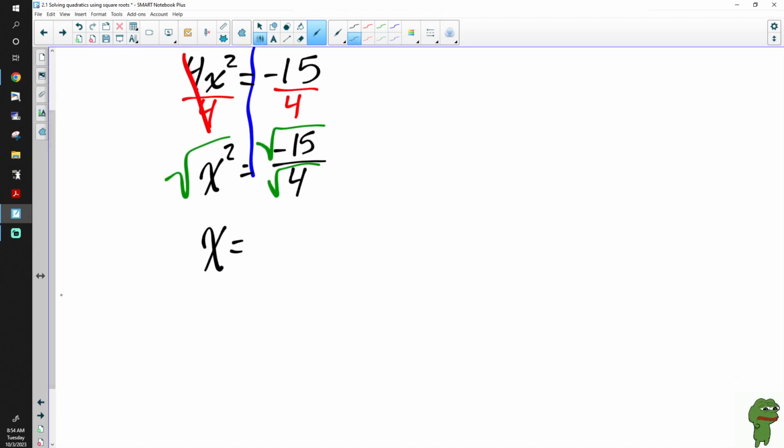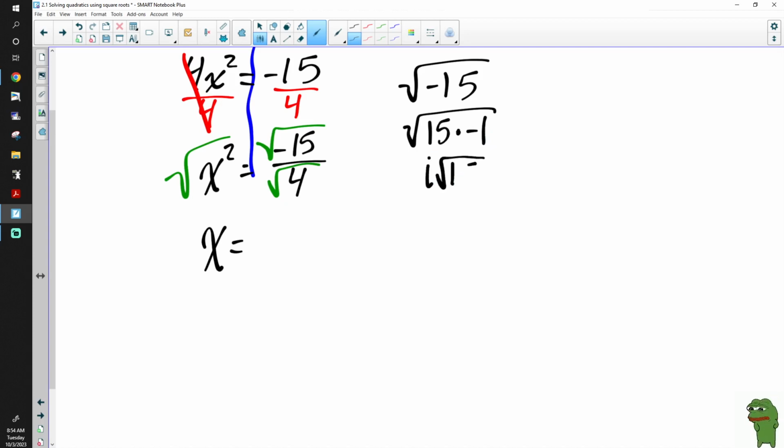Is negative 15 a perfect square? No. How would I write the square root of negative 15 better? What would I split this into? Can you divide 15 by a perfect square? Nope. But I do need to break something apart. I need to break it into 15 times negative 1. What is the square root of negative 1? So this is i square root of 15. That's our new top. I square root of 15.